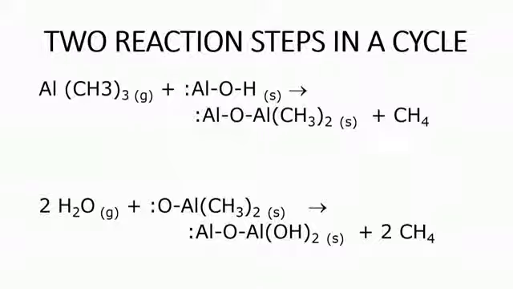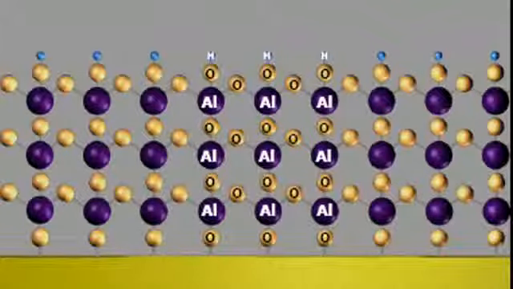So there are two reaction steps in a single cycle: the first precursor gas, trimethyl aluminium, and the second precursor gas, water vapor. After 3 cycles, this is what you would get: the first layer, the second layer, and the third layer.